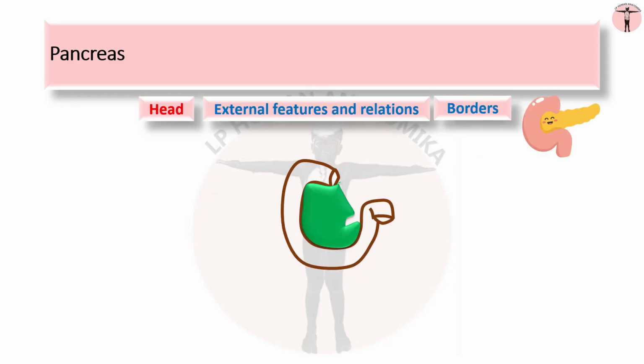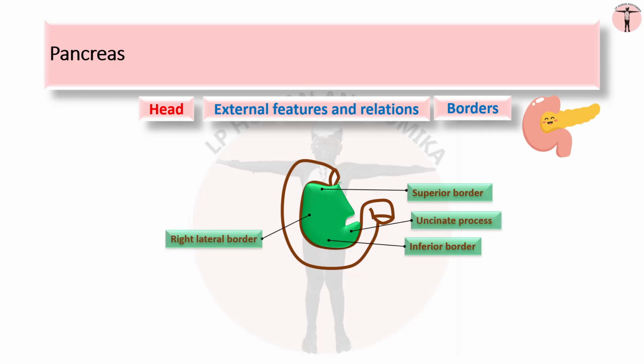Head of the pancreas is enlarged disc-shaped right end of the pancreas, which lies in the concavity of the C-shaped duodenal loop in front of the first lumbar and second lumbar vertebra. The head presents the following external features: 3 borders, superior, inferior, and right lateral. 1 process, uncinate process, which is a hook-like process. From the lower and left part of the head, it extends towards the left behind the superior mesenteric vessels and in front of aorta. The 2 surfaces are anterior and posterior.